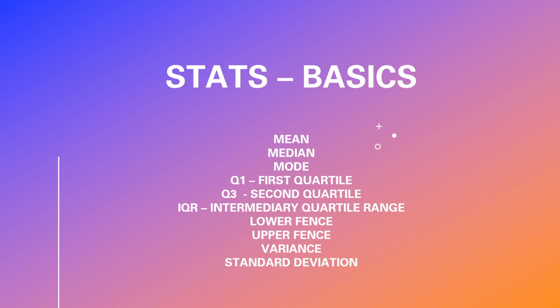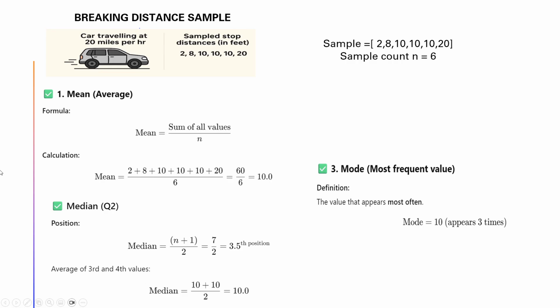On Stats Basic, in this session we're going to cover really quickly what are mean, median, mode, Q1 first quartile, Q3 third quartile, interquartile range, lower fence, upper fence, variance, and standard deviation. I'm going to do this with a quick example.